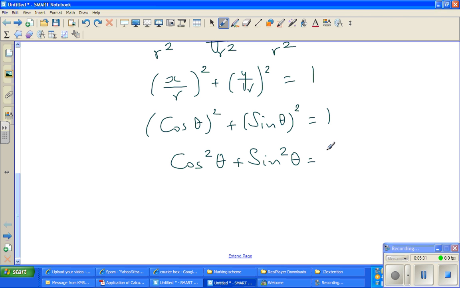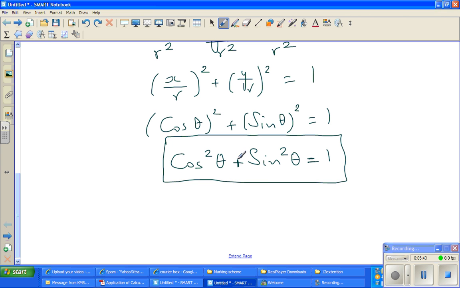Now, this is, you can say, the lifeline of trigonometry. This is so much used in trigonometry when you learn higher maths. This is one root foundation, as addition is in arithmetic. This is the foundation of trigonometry. That is cos squared theta plus sine squared theta is 1.